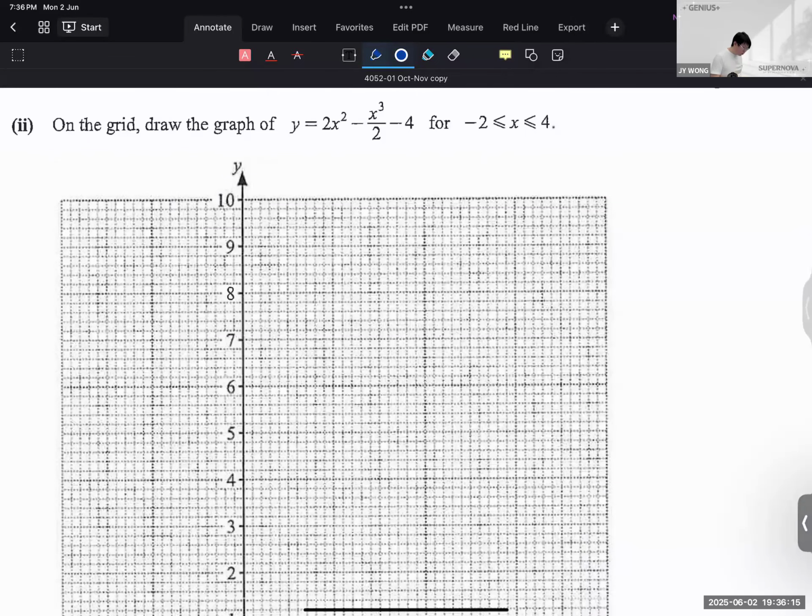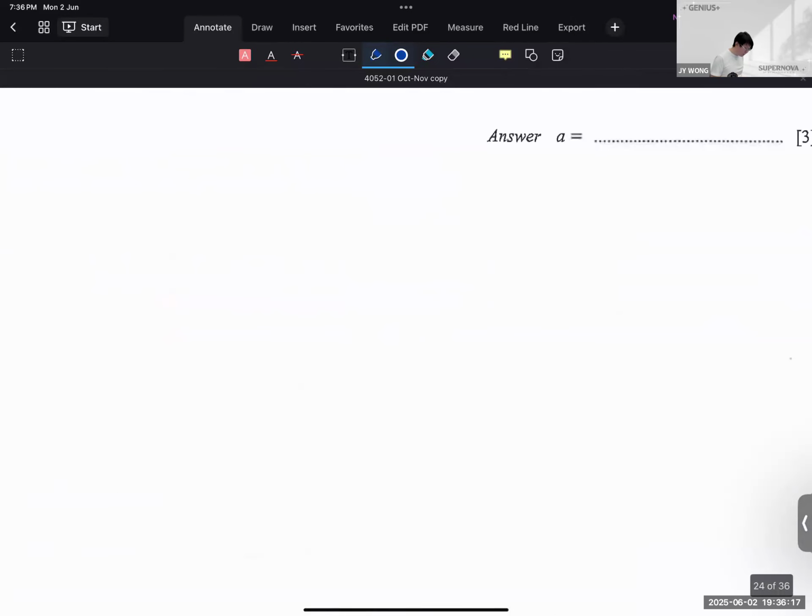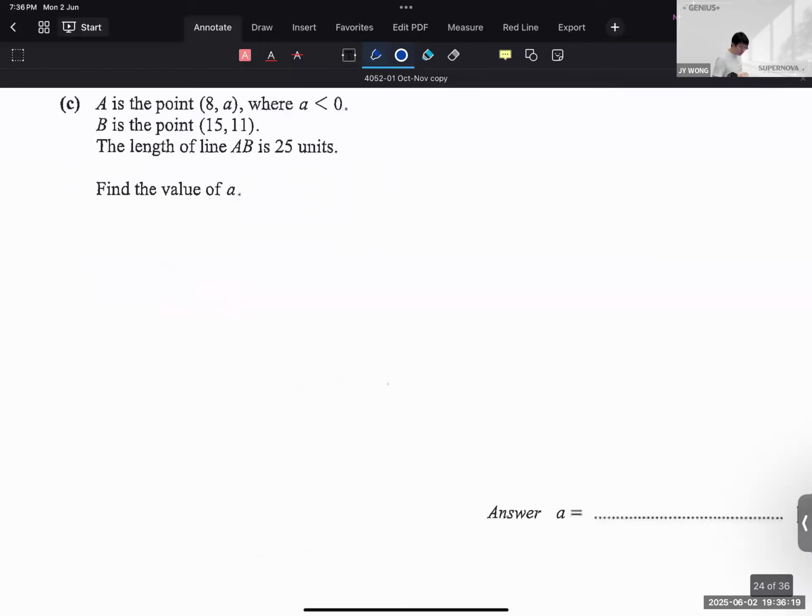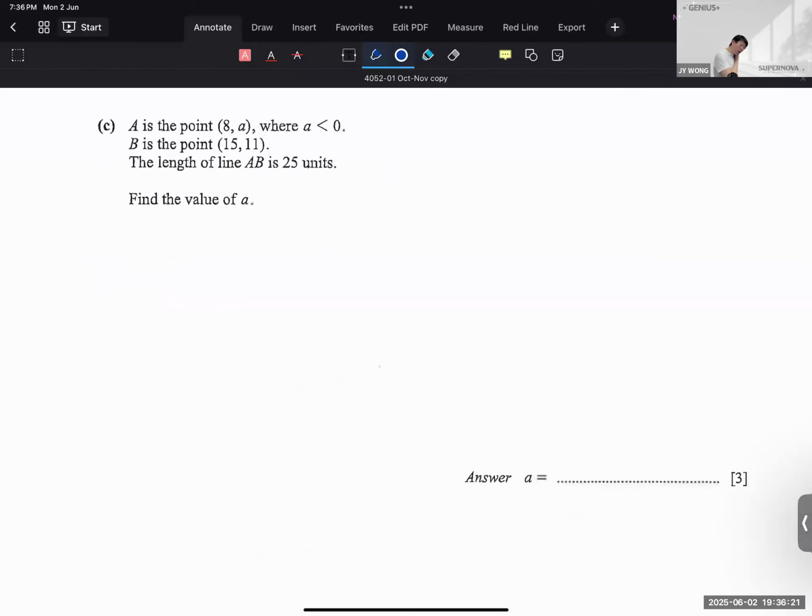Sorry. Can I rewind a little bit? Go back to question 3C. I said N level cannot do this. Then I realized, actually, no, N level can do this. I forgot. What formula is this?